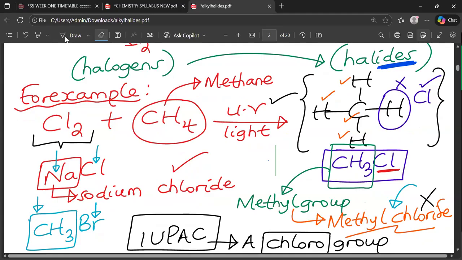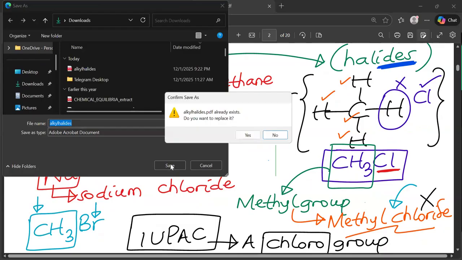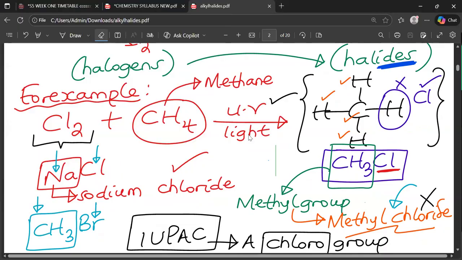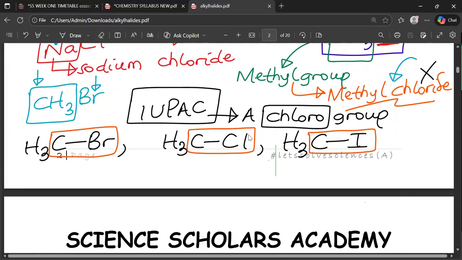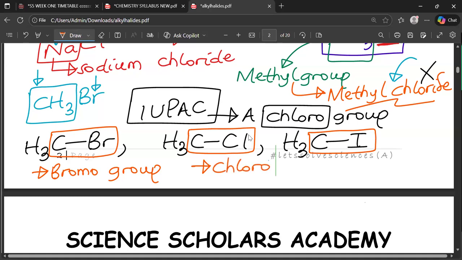I told you, since you're dealing with halogens, remember the Cl2 was the halogen. So when it becomes finally a group, we call it halo group. And by halo group, the first one, bromo group, this one, chloro group, then this one, iodo group. I don't know if these were explained, but I remember talking about them. So have them in mind.